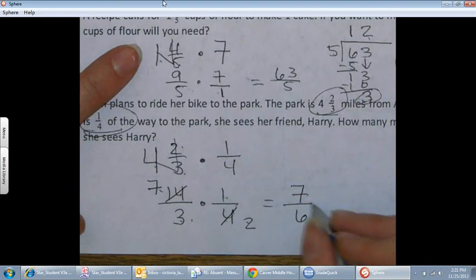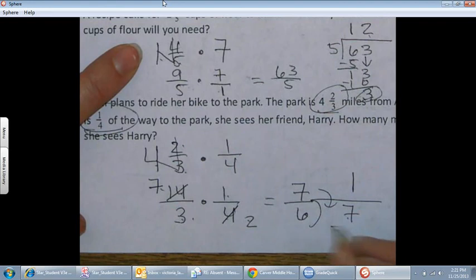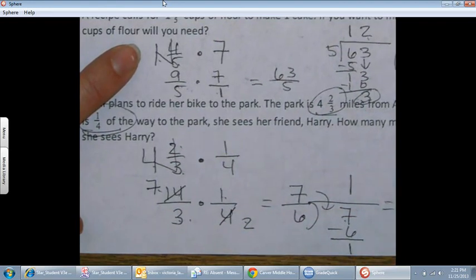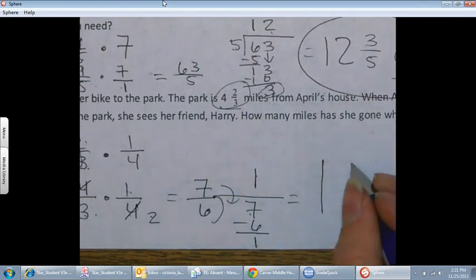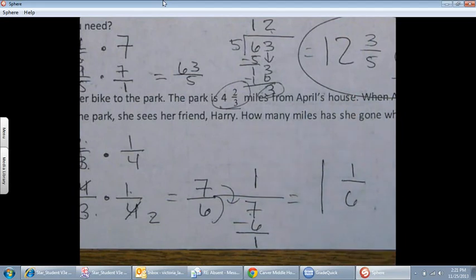6 goes into 7 1 time, subtract 6, and you get 1 left over. So your answer is going to be 1 whole, because of this 1 here, and then since the 1's a remainder, it's going to be 1 1/6 miles. And that's our final answer.